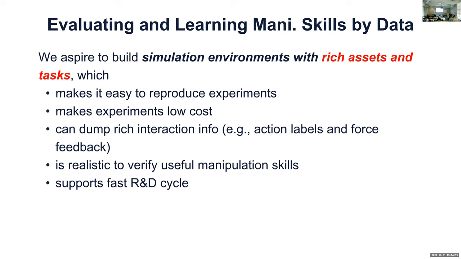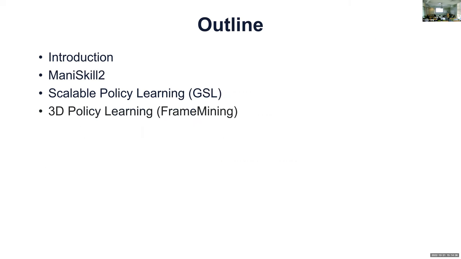For the previous three examples I showed, they're good, but they are not really able to push the deployment of robots. And there should be support for a fast research and development cycle, so the environment needs to be fast. All this points to the fact that, at the moment, simulation environment is just critical, and something that we cannot get around.